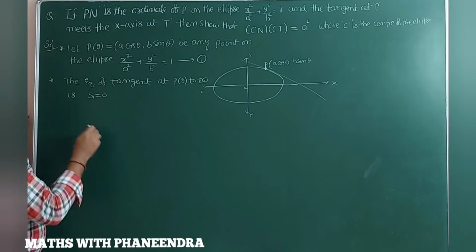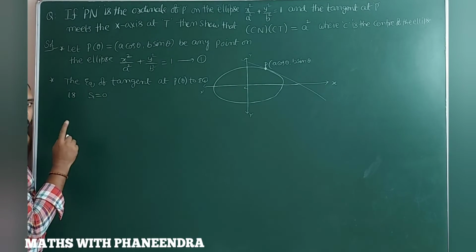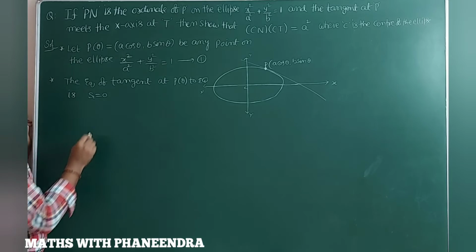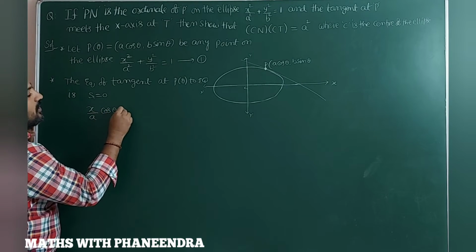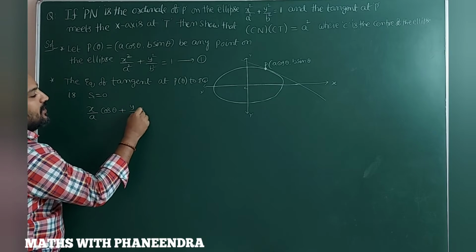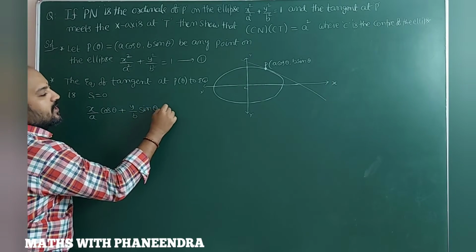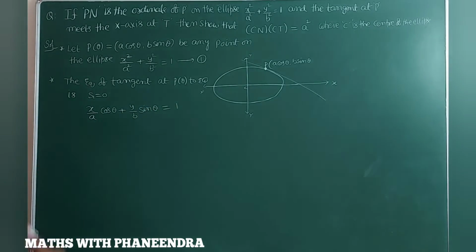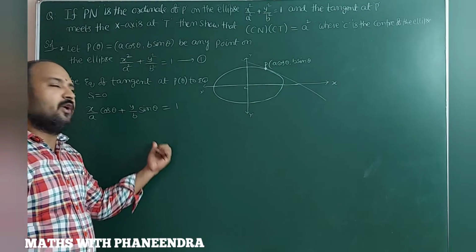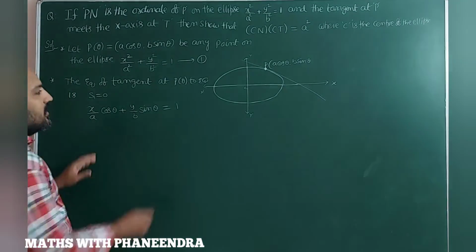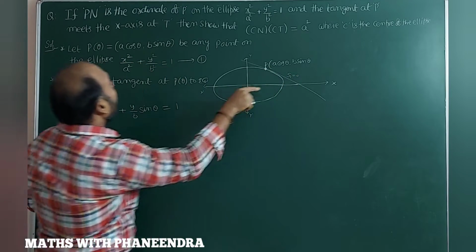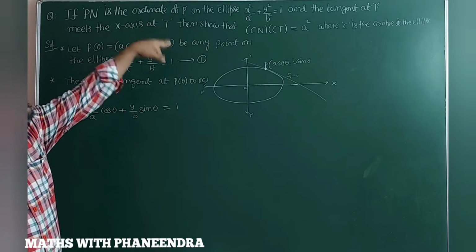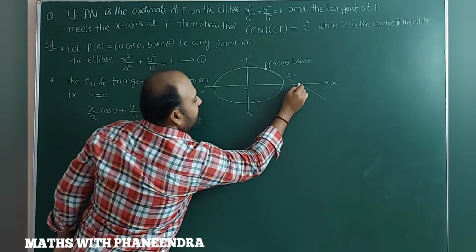What is the formula for the tangent equation at a parametric point? x by a cos theta plus y by b sin theta is equal to 1. This is the formula, dear students. Or minus 1 equal to 0. This is the tangent equation only, this is S1 equal to 0. The tangent equation meets the x-axis at what point? T.